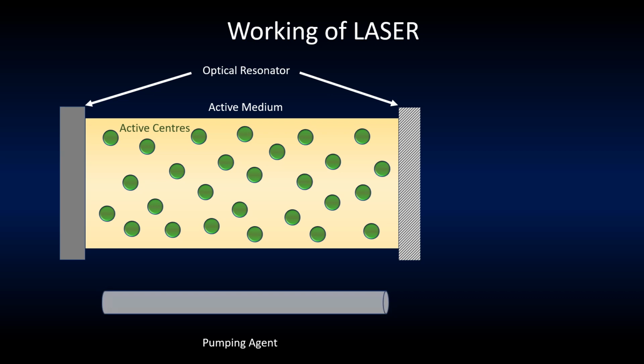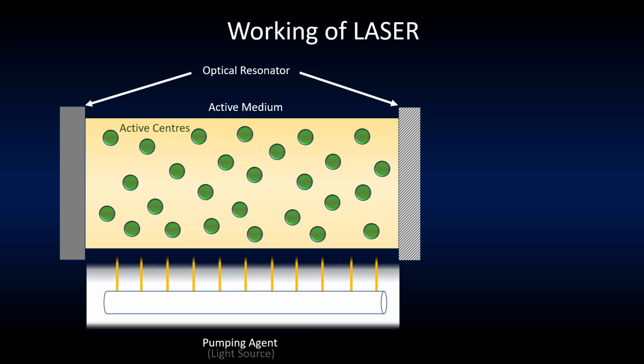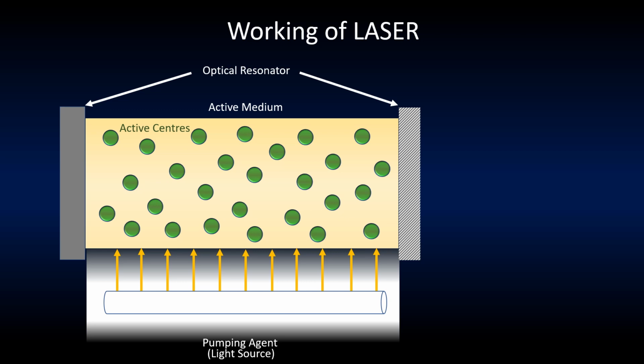Pumping agent. Pumping agent is a light source which is used to achieve and maintain population inversion. Optical resonators. To increase the density of photon, the emitted photons must be fed back to the active medium. This is achieved by placing two mirrors at the two ends of the active medium, where one of them is total reflector and other is partial reflector. This arrangement is called optical resonator.